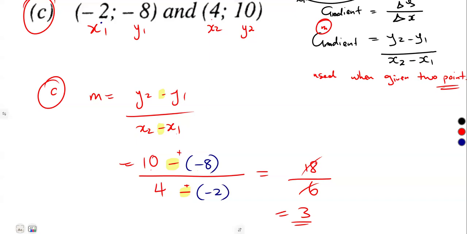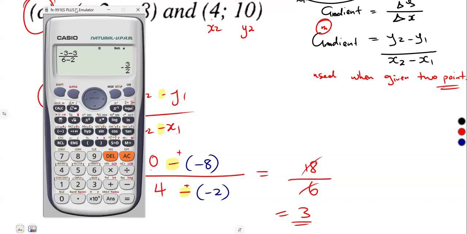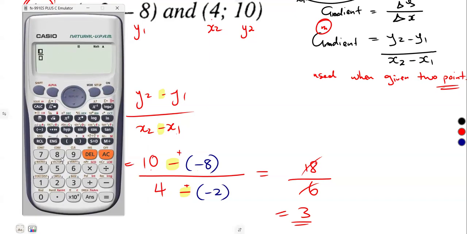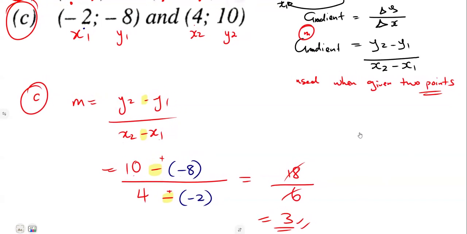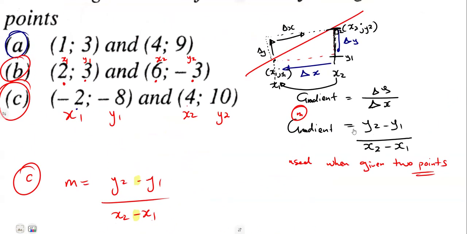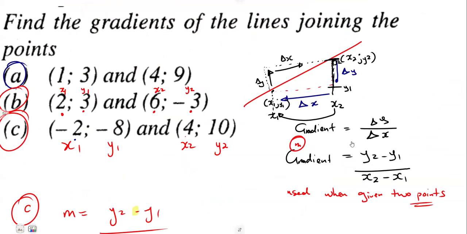All right, so let us just also use our calculator to verify everything. But that is it for the gradient. So 10 minus 8. All right, everything over 4 minus, what are we subtracting? Minus 2. So that was going to give us a 3. Exactly what you have. So that is how you play around with these questions on the calculation of the gradient using the formula.